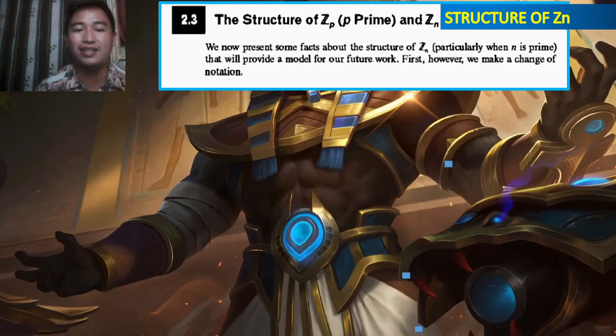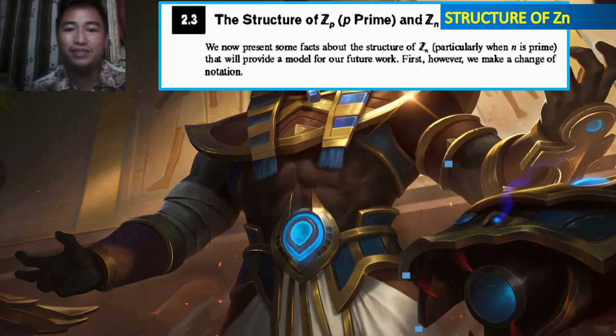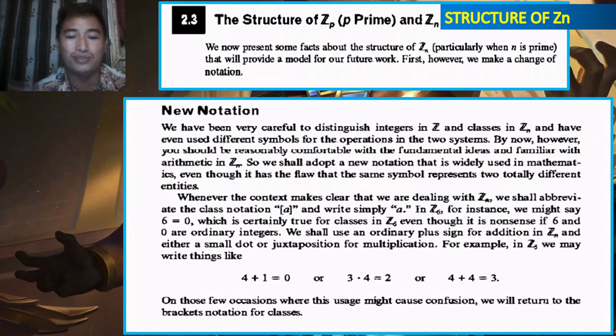Okay na. Next. The structure of Zp. P is prime and Zn. We now present some facts about the structure of Zn, particularly when n is prime. That will provide a model for our future work. Okay, first, however, we make a change of notation. Mag-change na po og notation, class.